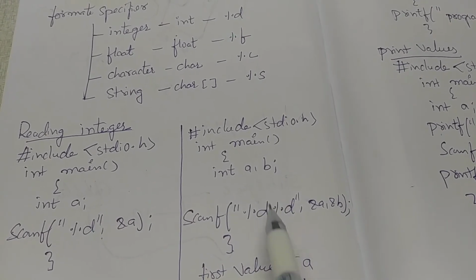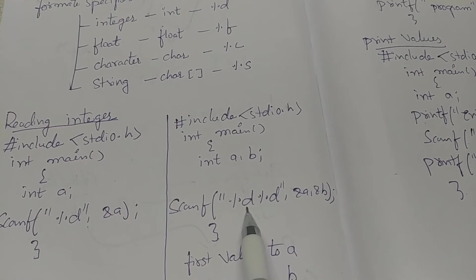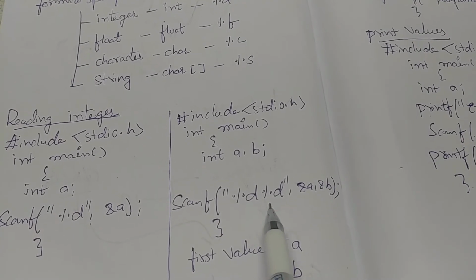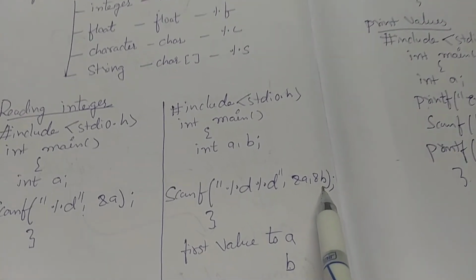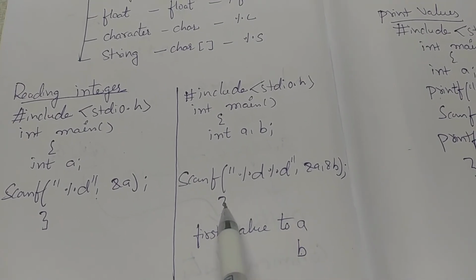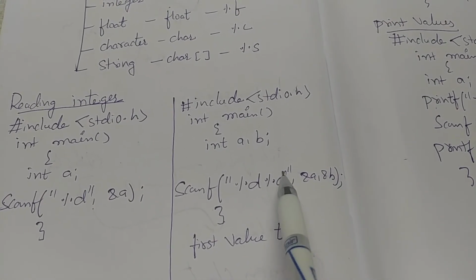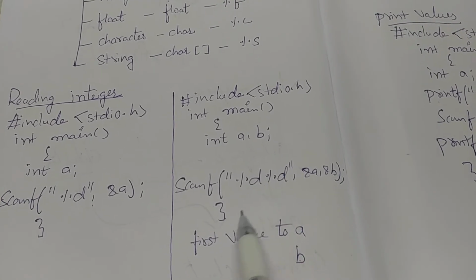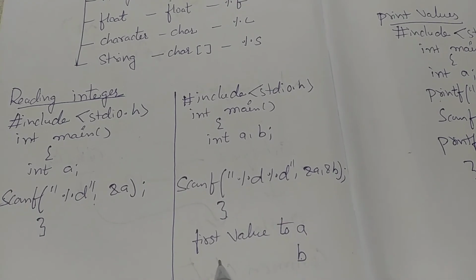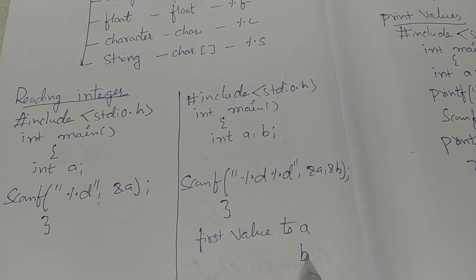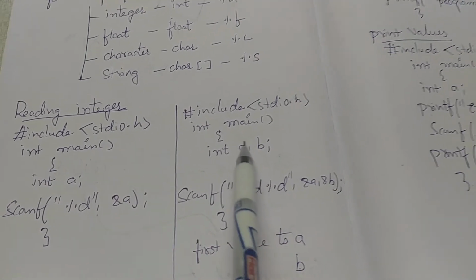And for reading, since we are going to read two integers, we have to write two %d's, and here we can write &a, comma, &b, and close the main function. So whenever you write a scanf statement, you are able to give the input to the system. Now whatever values you give, your first value will be stored in a and your second value will be stored in b. So this we will see when you execute the program on a system.